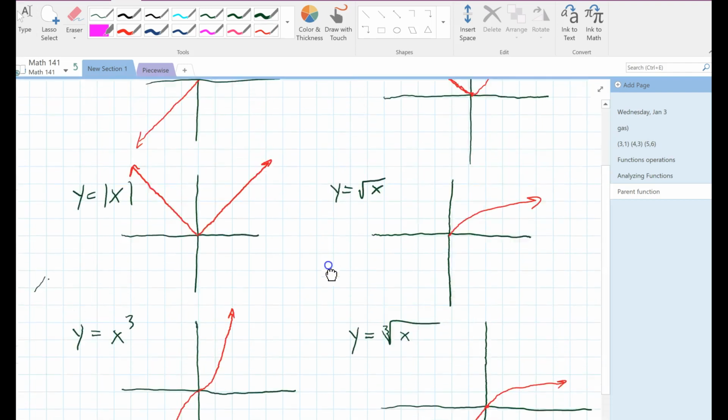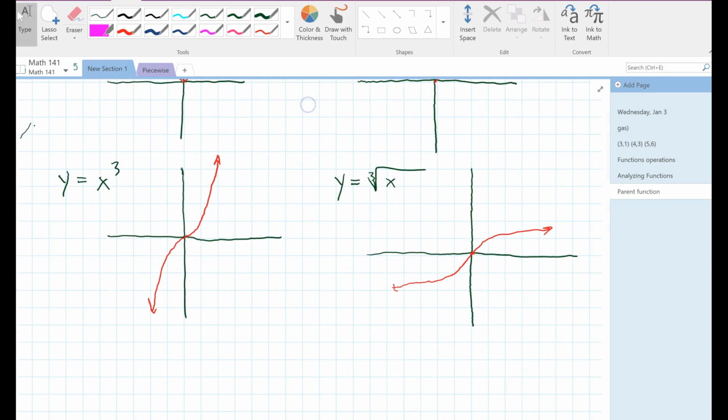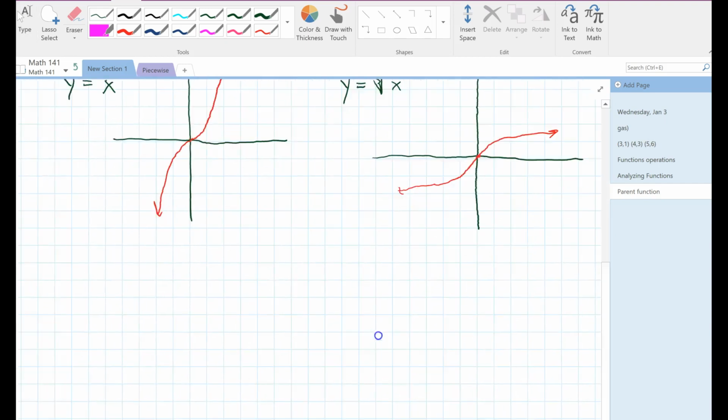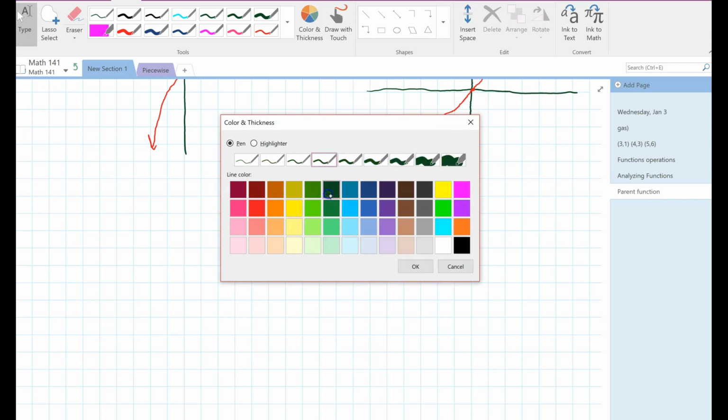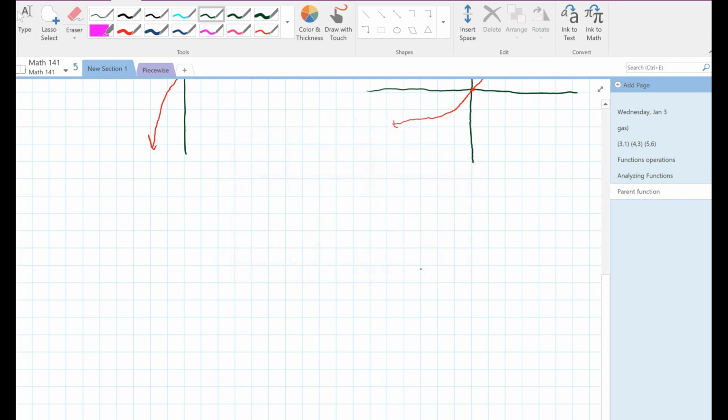Okay, let's see, we got what? 1, 2, 3, 4, 5, 6. So we have 3 more. Now we're getting into the ones that maybe are less familiar. Some of those that I've done maybe weren't so familiar with you. So the next one is y equals 1 over x. And his close friend or cousin is y equals 1 over x squared.